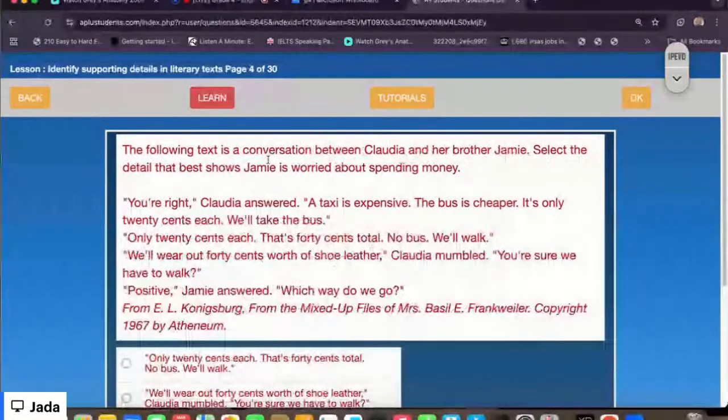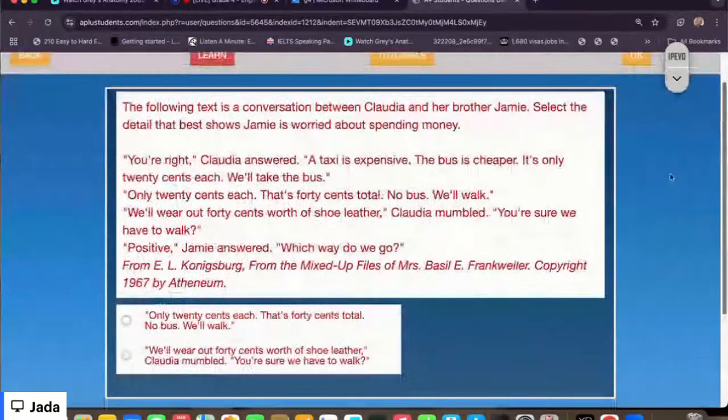The following text is a conversation between Claudia and her brother Jamie. Select the detail that best shows Jamie is worried about spending money. So, what do you think?